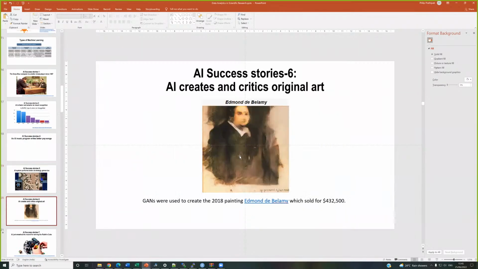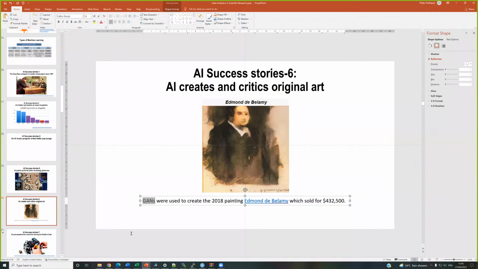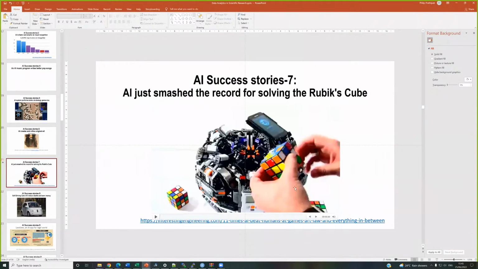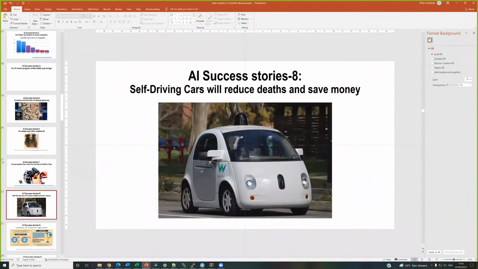And this is one piece of art that was recently generated by a machine learning model. These are generative adversarial networks, so they can generate art. This sold for $500,000. Like that, there are many. There are models that can solve Rubik's cubes. And obviously, we know driverless cars, the Tesla driverless car.